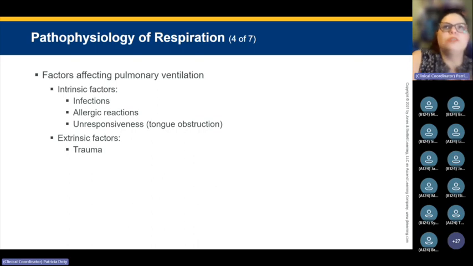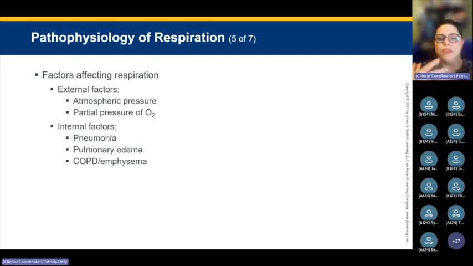So what are some of the factors that can affect our pulmonary ventilation? Well, we have intrinsic factors, meaning inside the body, right? So infection, that's definitely one. Allergic reactions, that's one. Unresponsive, maybe the tongue is obstructing the ability for the airway to even work, and therefore respirations can't take place because ventilation can't take place. And the extrinsic factors, the ones on the outside, that's going to be your trauma.